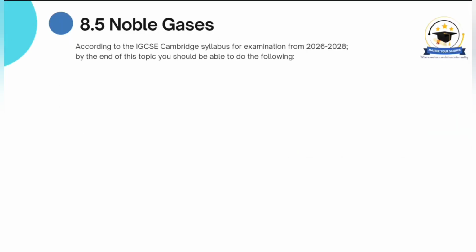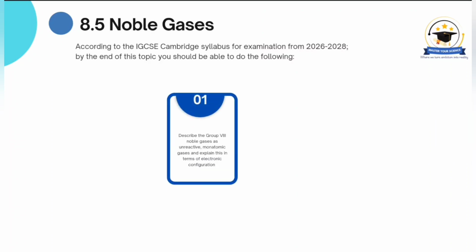In section 8.5, noble gases. By the end of this topic, you should be able to describe the group 8 noble gases as unreactive monatomic gases and explain this in terms of electronic configuration.